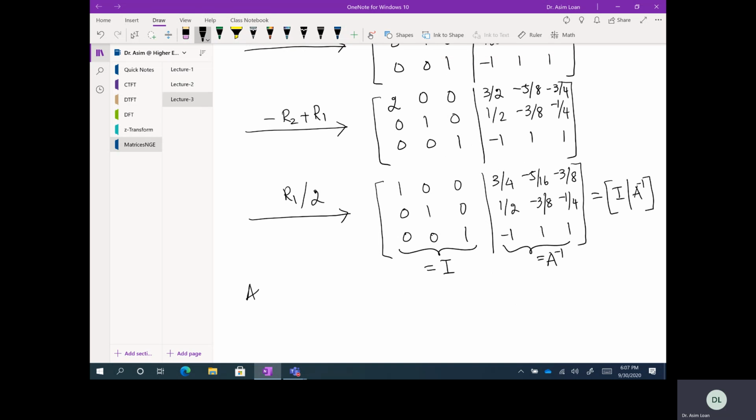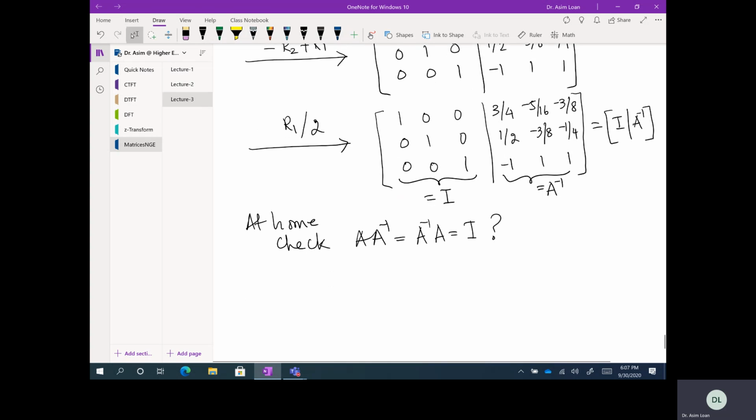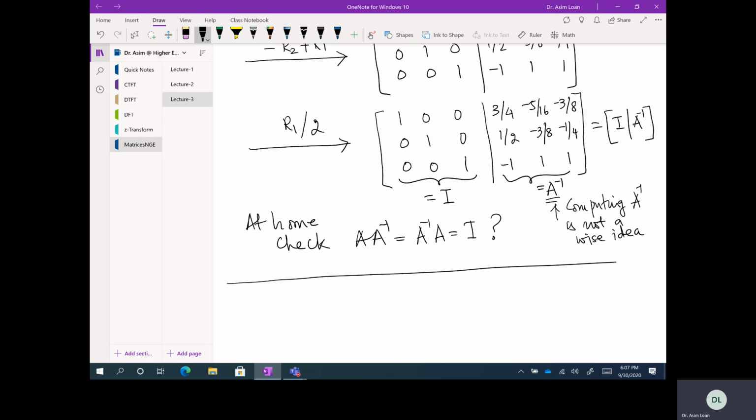You can go home and check: A times A inverse equals A inverse times A equals I. Check this one. Okay, but again, just to remind you, computing A inverse is not a wise idea. You should never try to compute A inverse.